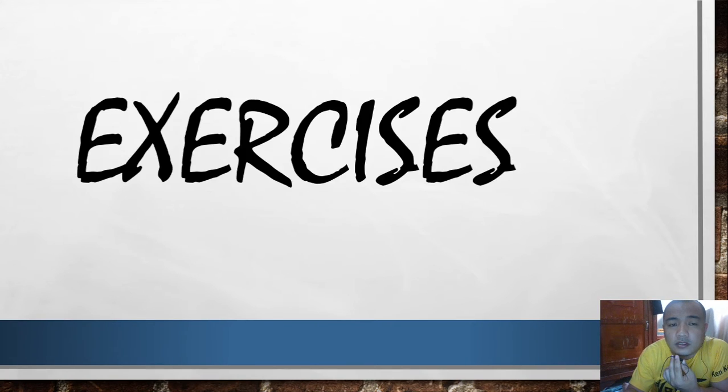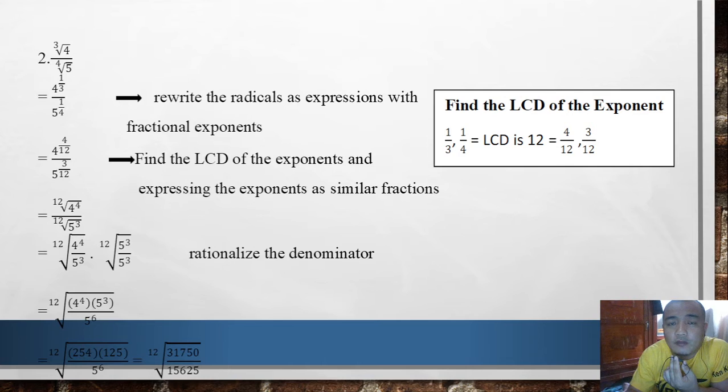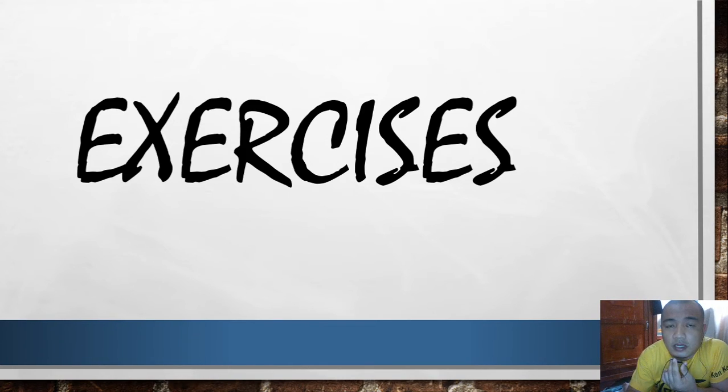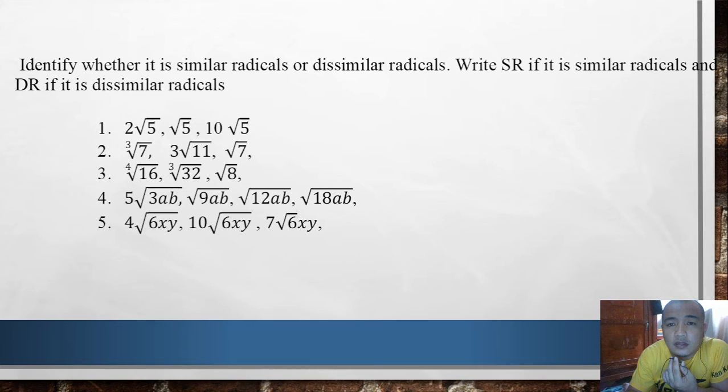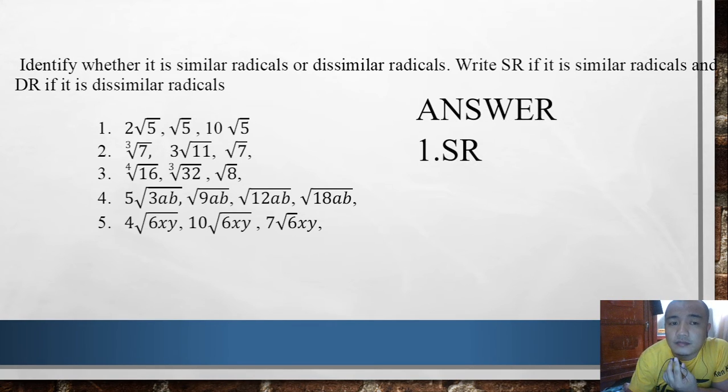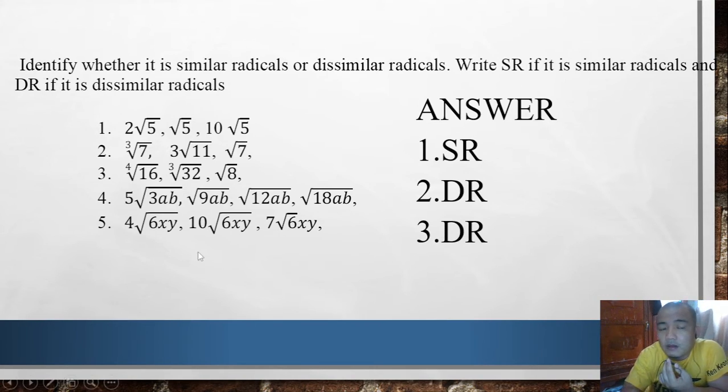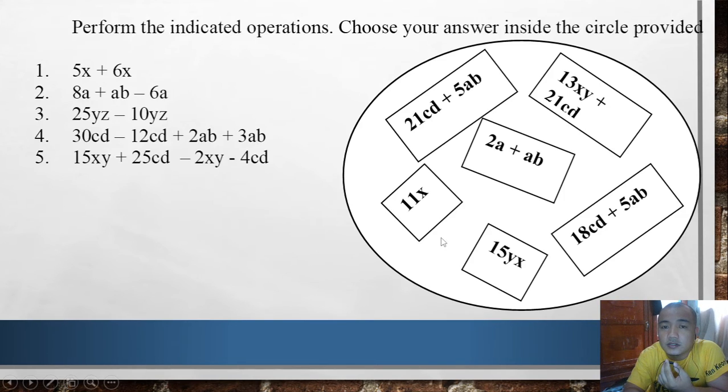Okay. So we're now through learning how to add, subtract, multiply, and divide radicals. So we have here some exercises. Identify whether it's similar radicals or dissimilar radicals. Write SR if it's similar radicals and DR if it's dissimilar radicals. For number 1, similar, dissimilar, dissimilar, dissimilar radicals. Yes, because different indices. Similar radicals for number 4, and number 5, similar radicals.